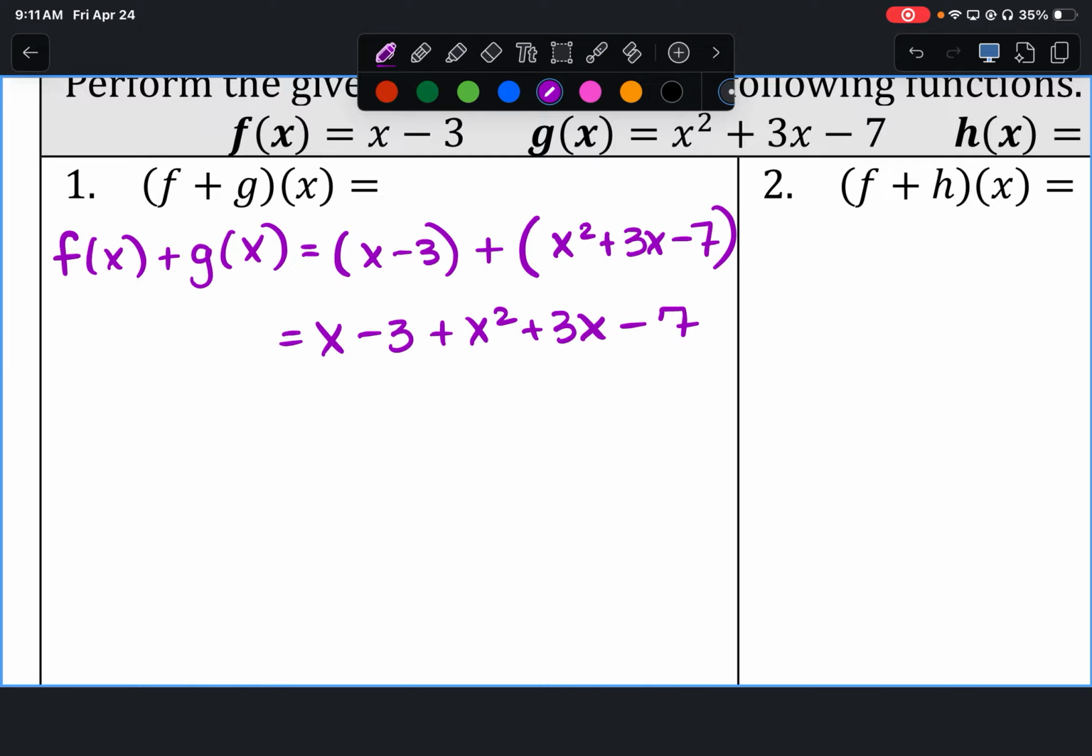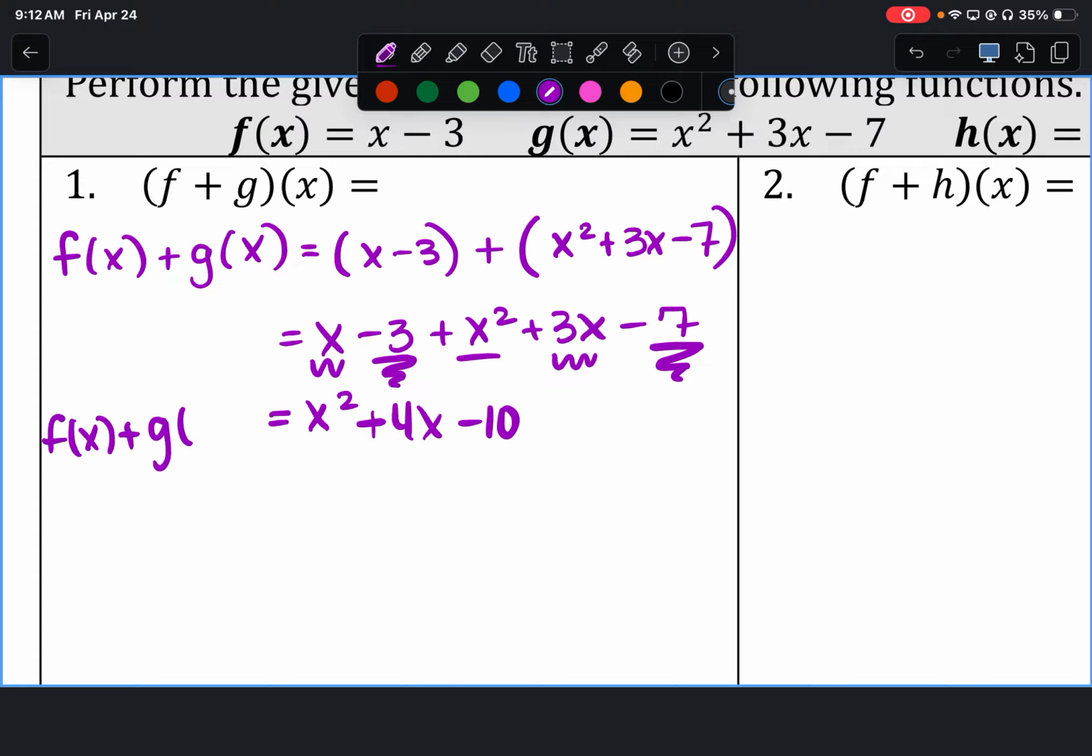What term needs to go first? x squared. Now what terms need to go next? 3x. So what is x plus 3x? 4x. Then what needs to go after that? Negative 3 minus 7, which is negative 10. So that right there is our answer for f of x plus g of x.